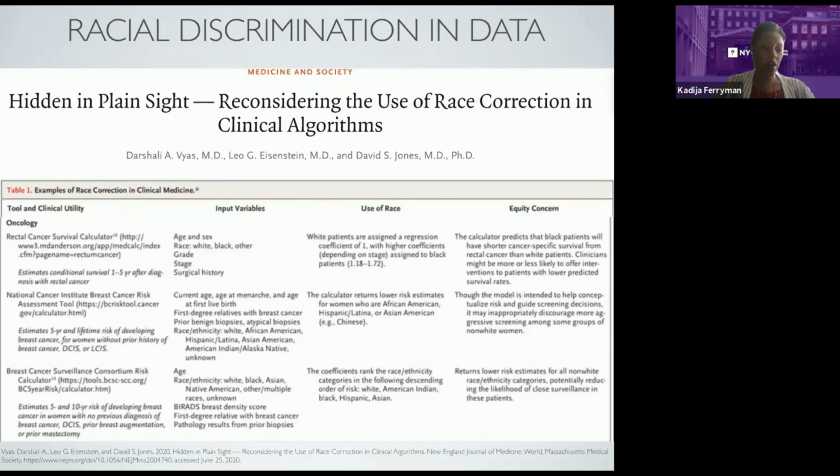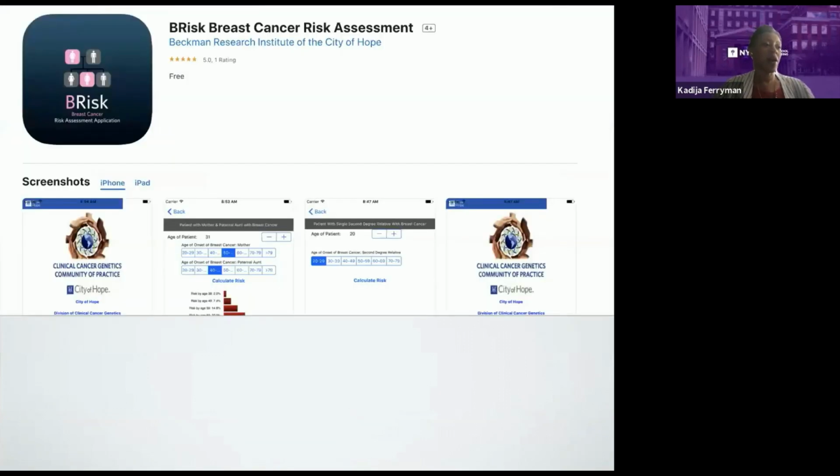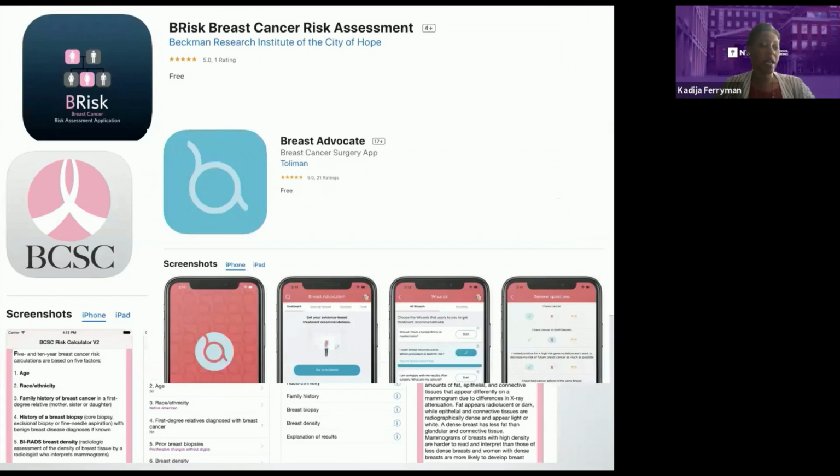If we focus just on race correction in oncology, as this excerpt of the table shows, we see that one major risk calculator for breast cancer lowers the risk estimate for all non-white patients. This may lead to decreased surveillance of these patients, despite the racial disparities in cancer outcomes. With this in mind, we must consider how risk calculators, which are embedded in apps such as these, perpetuate the notion of reduced risk, and in turn can have negative impacts on the care that marginalized people receive.